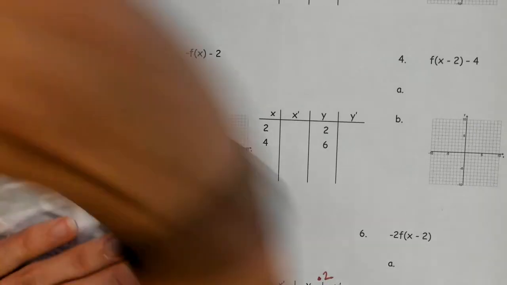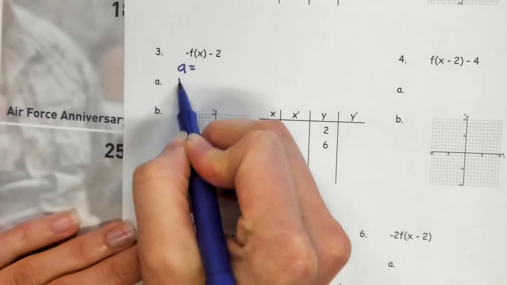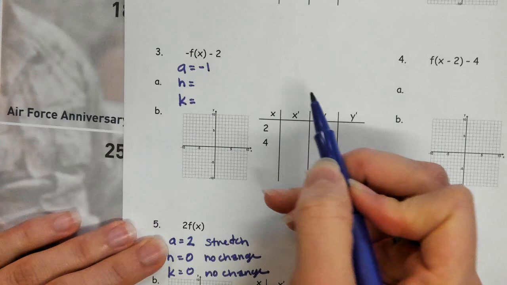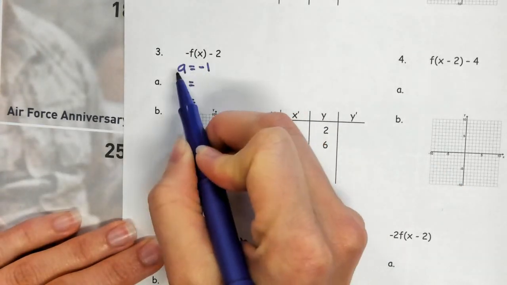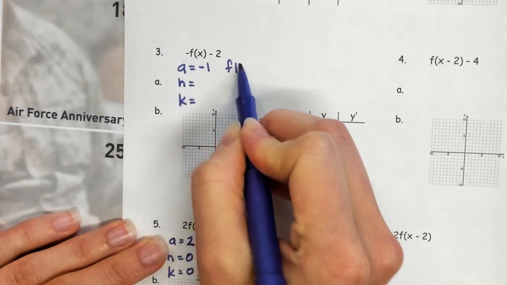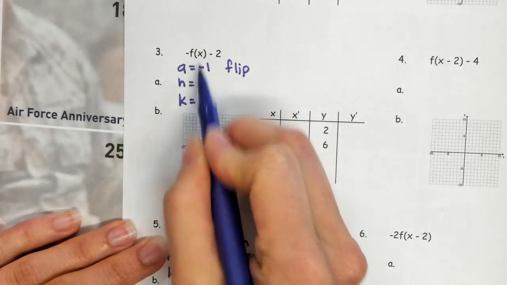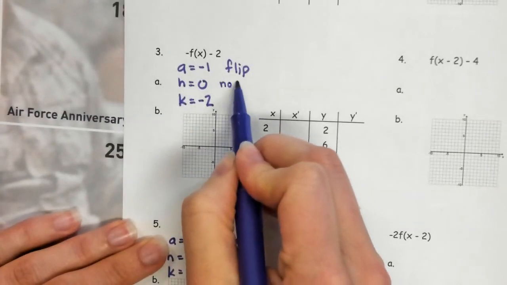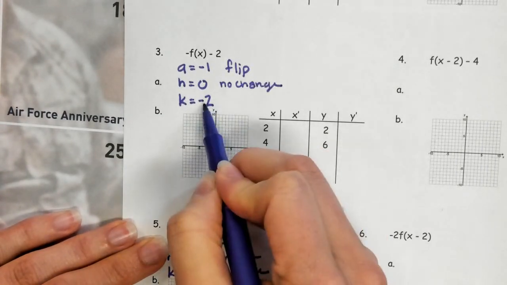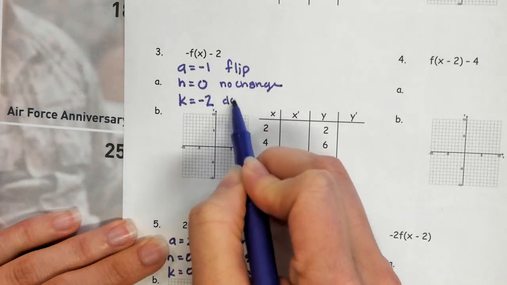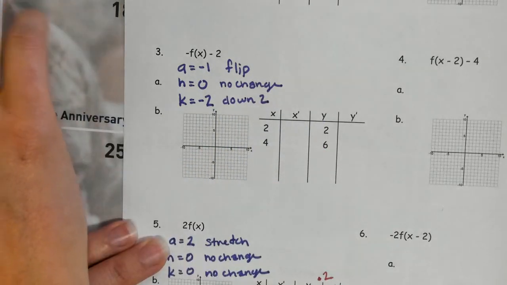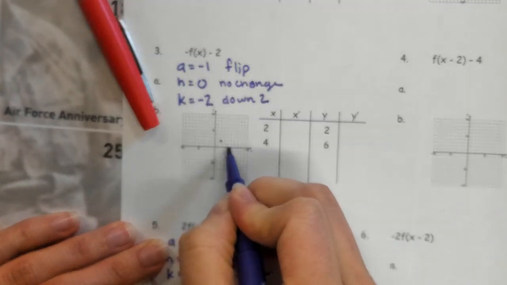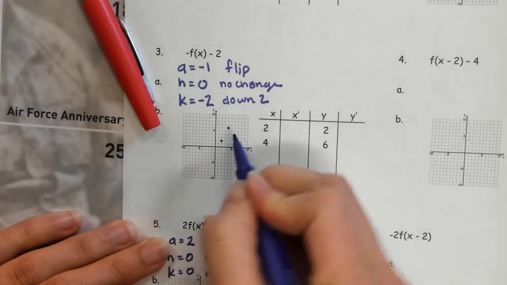So we're going to do a few more because I want to make sure that you guys understand. A is in front, so that's a -1. The negative A makes it flip. H, there's nothing there. And K is -2. So there's no change here. K negative means it goes down 2. So here let's graph 2, 2 and 4, 6.